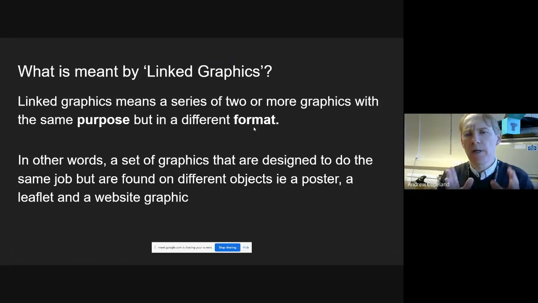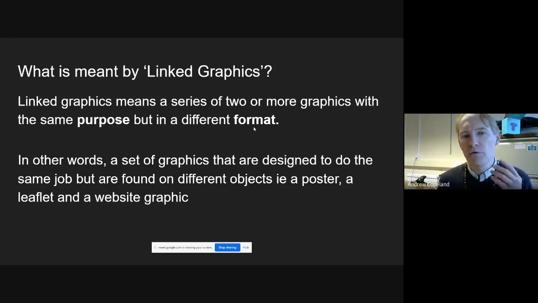So now, before you can understand linked graphics, you've really got to nail this idea of the difference between format and purpose. It's worth some time after this video is finished. Maybe even have a look at it again. I'll make it available pretty much straight away. Make sure you've got the idea of format and purpose sorted in your mind, because if you haven't, you're not going to get linked graphics. Format being what the graphic is on, purpose being what it is for.